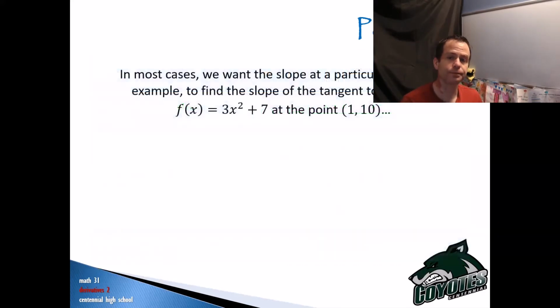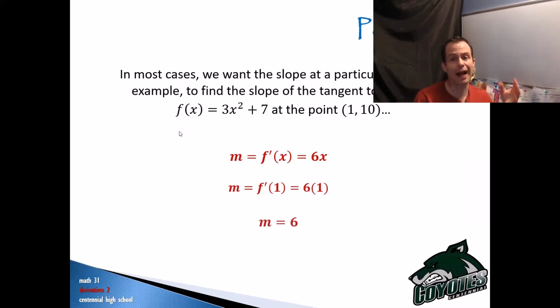Okay, so now we're going to take a look. In most cases, we want the slope at a particular point. So that 6x that we just did, that was the derivative equation that was representing all the slopes at any given point. But now we want to find a specific slope at a specific point, and that specific point is at 1, 10. So all we do is we take our derivative equation and we plug in 1 for x, and we get out 6. So at x equals 1, if I wanted to draw a tangent line at x equals 1 for the original f of x equals 3x squared plus 7, the slope of that tangent line would be 6.